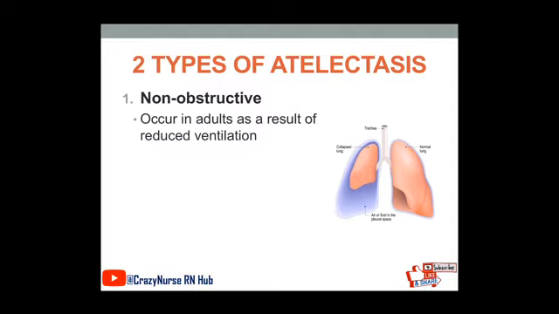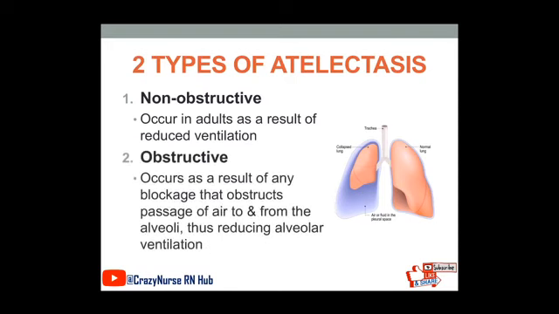Now let's have the two types of atelectasis. First, we have the non-obstructive. It occurs in adults as a result of reduced ventilation. We also have obstructive. It occurs as a result of any blockage that obstructs passage of air to and from the alveoli, thus reducing alveolar ventilation. Obstructive atelectasis is the most common type and results from reabsorption of gas. No additional air can enter into the alveoli because of the blockage.